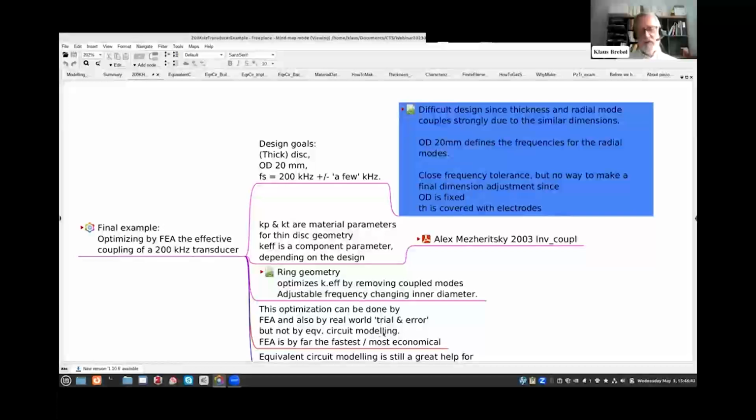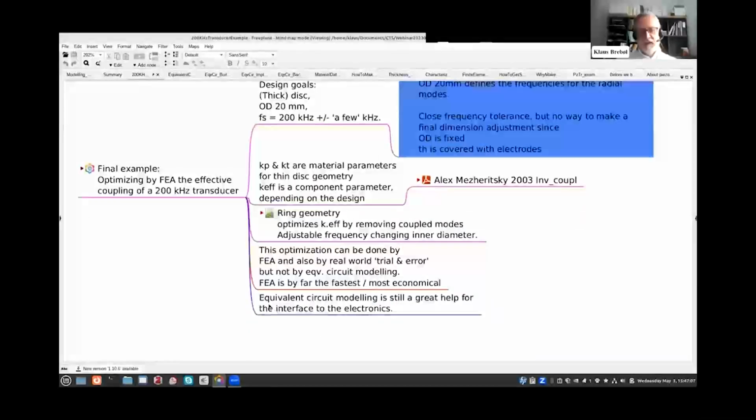The equivalent circuit modeling cannot be used here, because we are actually changing the apparent elasticity of the ring by changing the dimensions, and therefore it's actually the result we are looking for that has to enter into the model, and that's simply not possible. But all in all, of the three methods here, finite element analysis is by far the fastest and therefore the most economical of them. The equivalent circuit modeling should not be forgotten, because it's still a great help for the interface to the electronics.